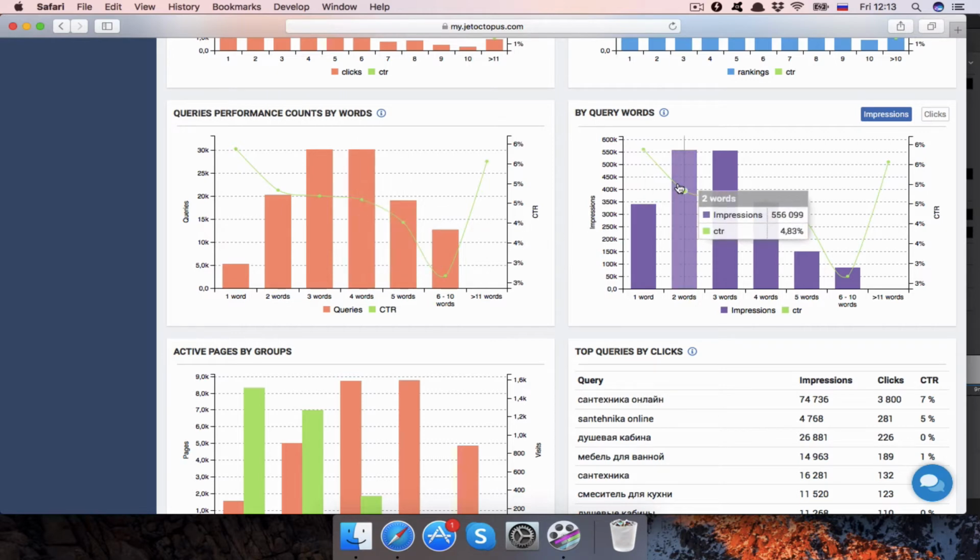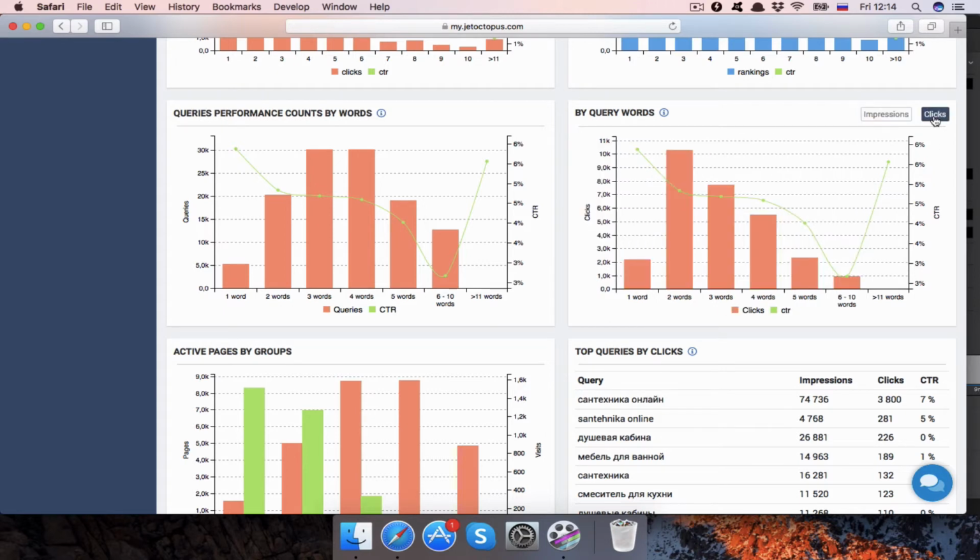This chart reflects by query words the efficiency by impressions and by clicks. So we see how many impressions 1 word query is getting, how many impressions 2 words queries are getting, how many impressions 3 words queries are getting, etc. And we see the dynamics of CTR within this chart.